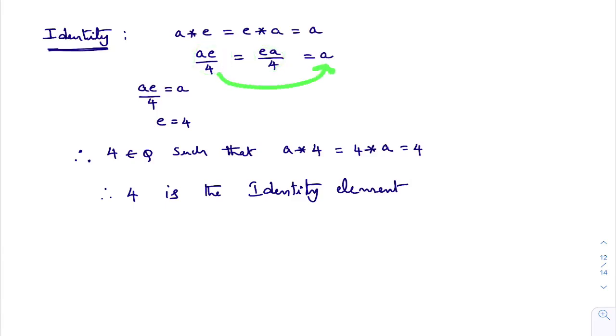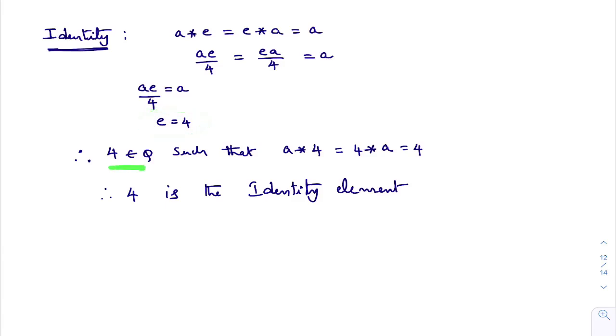You take ae by 4 equal to a. While calculating the identity element, you take ae by 4 equal to a or ea by 4 equal to a. You can take any one. I hope you are understanding. Okay, so as these two are equal, you take either this equal to this or that equal to that, your choice. I am going with ae by 4 equal to a. From this you see a will get cancelled, e is 4. Is 4 a rational number or not? Yes, 4 is a rational number.